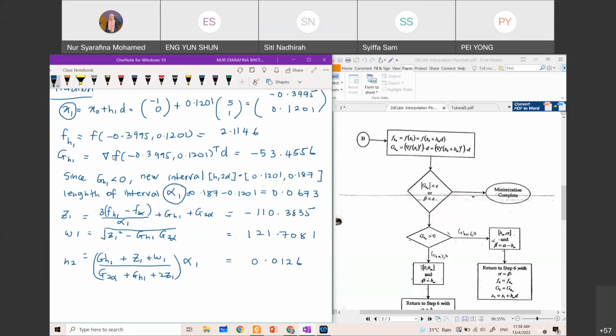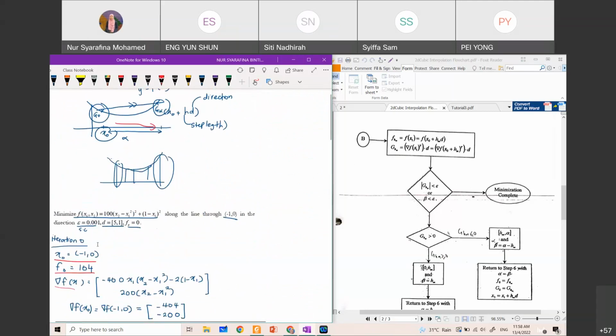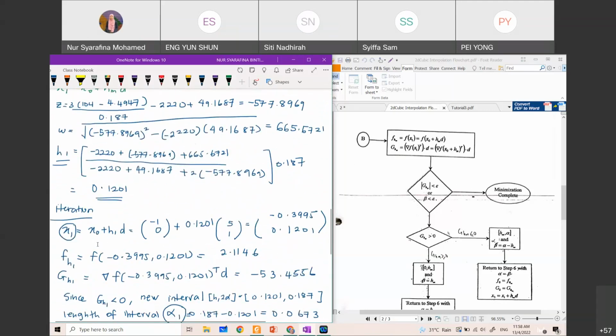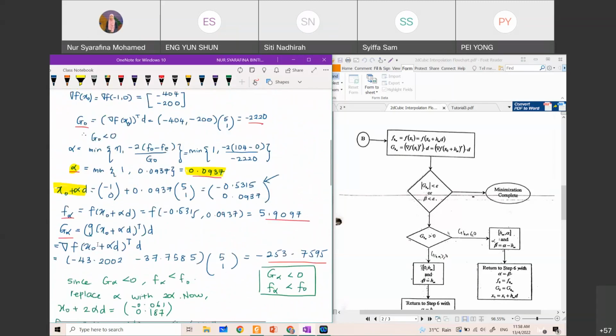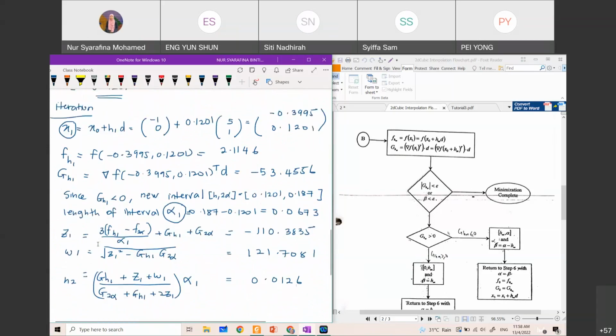Okay, so now when can we stop the process? When the magnitude of GHM is less than epsilon. And now GH1 is minus 53, which is quite far from reaching epsilon 0.001. So again, in our next iteration, we have to proceed with the next point.